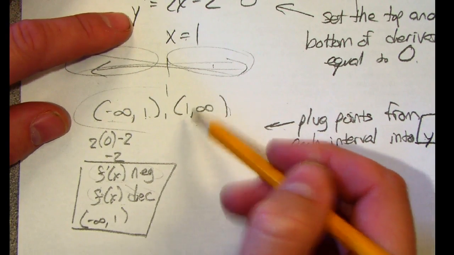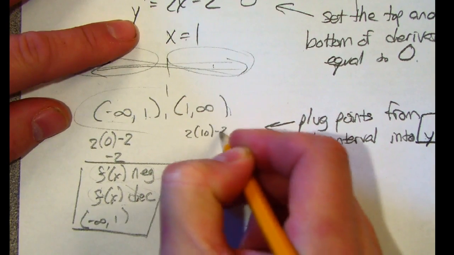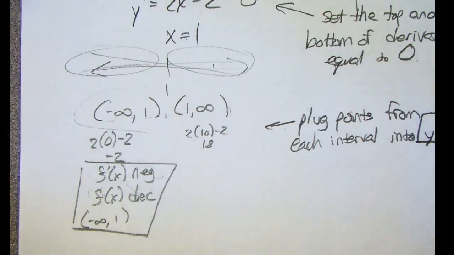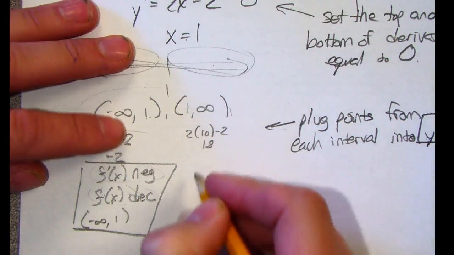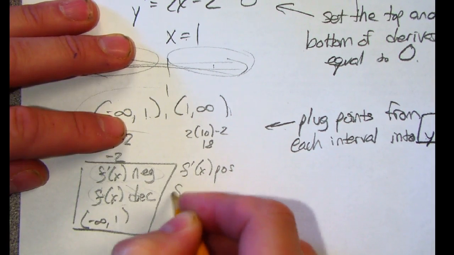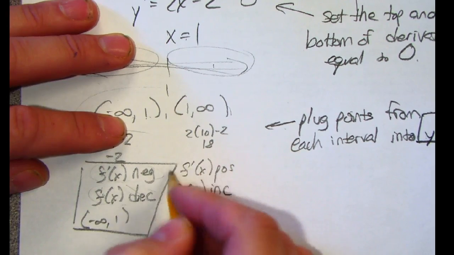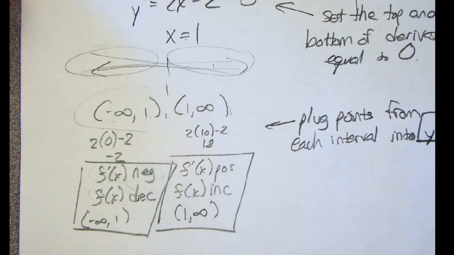Repeat that over here. Pick a number between 1 and infinity. Let's say 10. 2 times 10 minus 2 is 18. I don't really care what the number is, just whether it's positive or negative. That means my derivative is positive, which means my original graph is increasing from 1 to infinity. And that's all I'm looking for today.